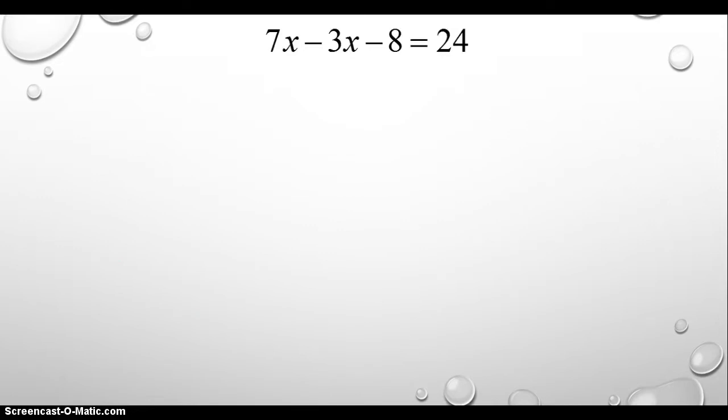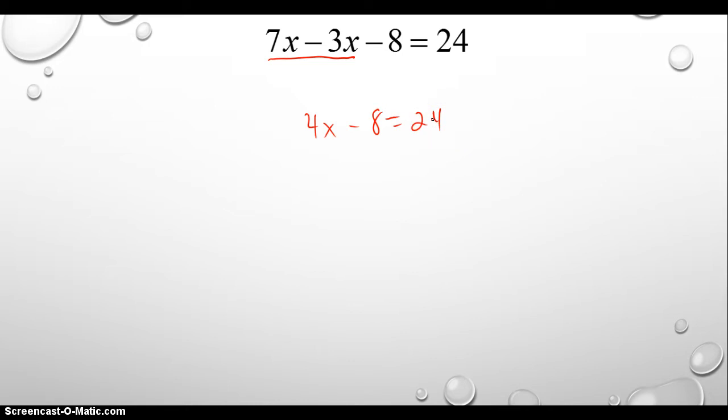So 7x minus 3x minus 8 equals 24. Okay, simplify each side. Well, this one's just 24. So we don't have to simplify anything on this side. But on this side, look right here, we have like terms here. So 7x minus 3x, 4x minus 8 equals 24.